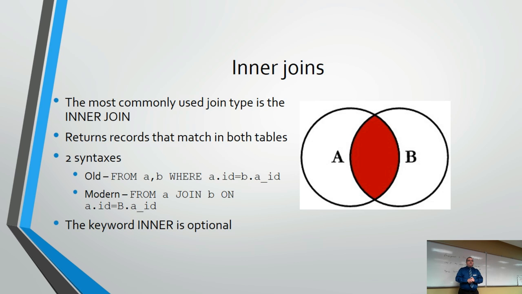However, the full join syntax, the ISO standard or the ANSI standard join syntax, is as the second one there: from A join B on, and you tell it what the points of commonality are. And then the keyword inner is optional. If you use just the word join, it assumes inner automatically.